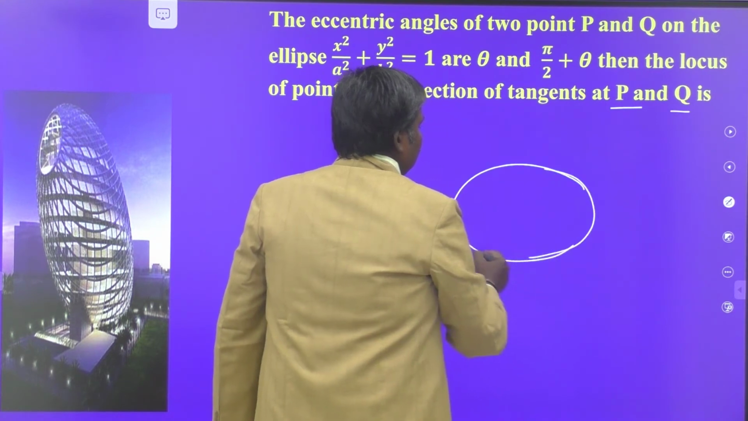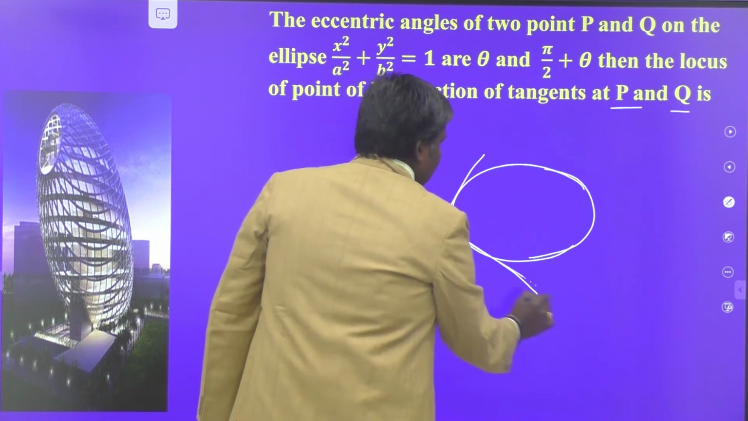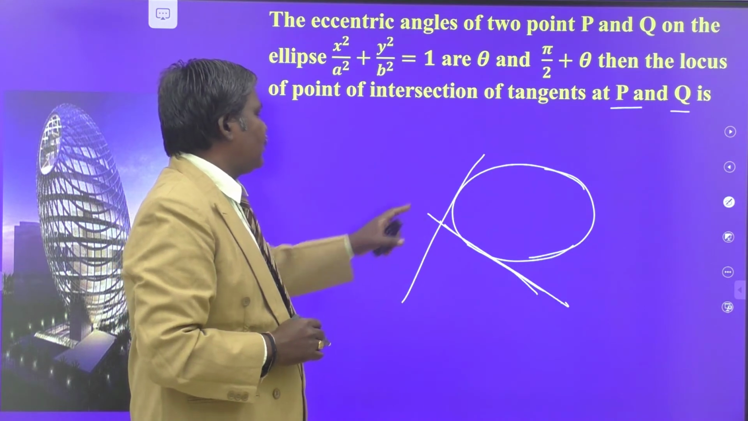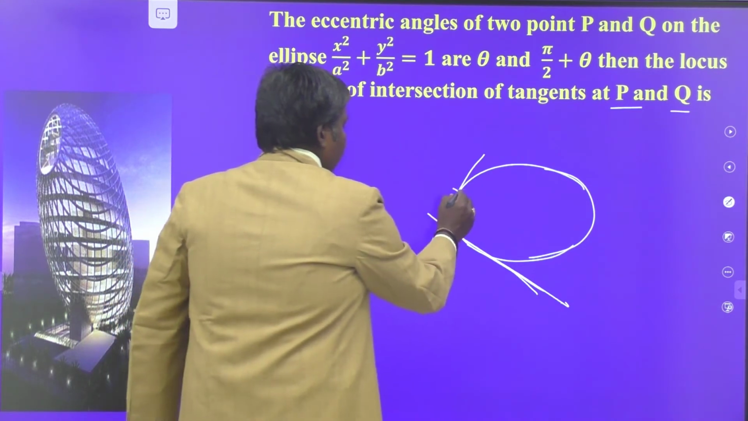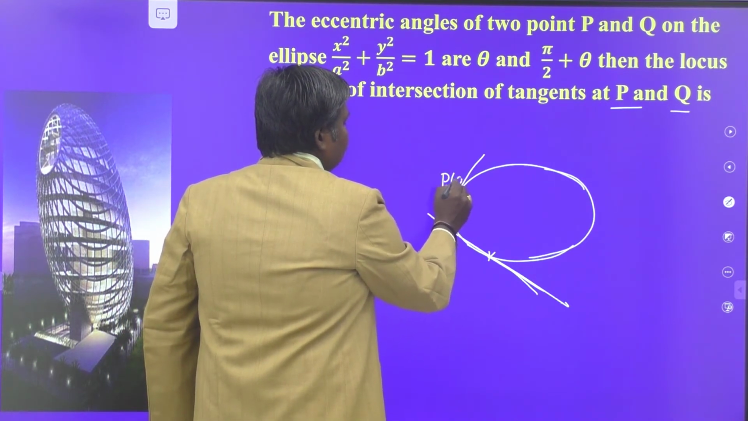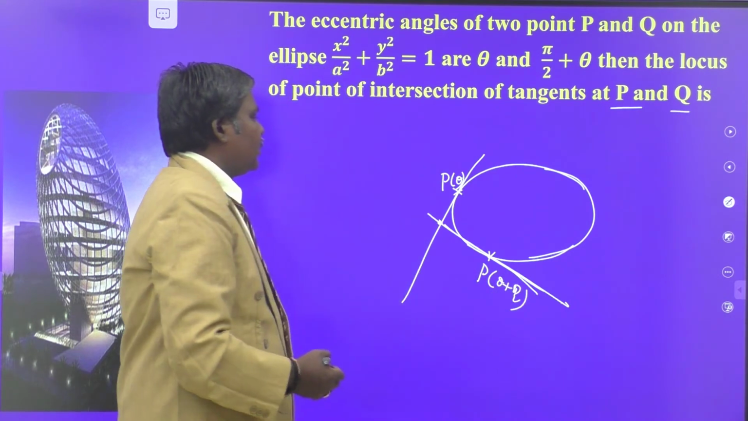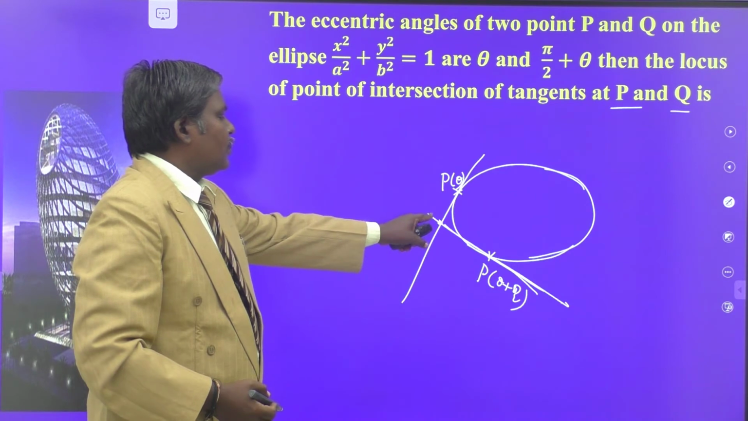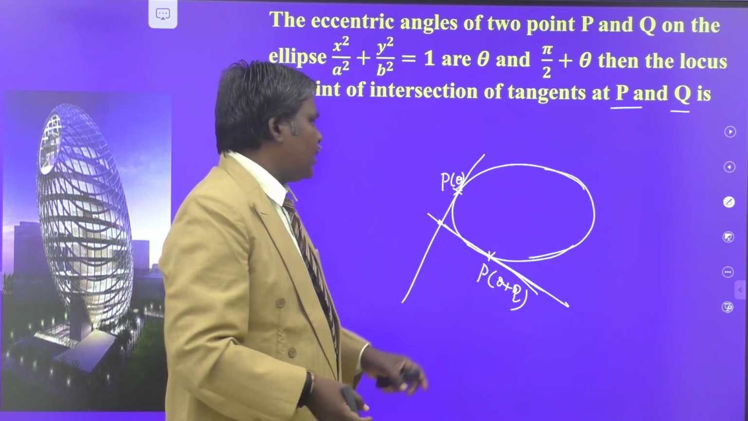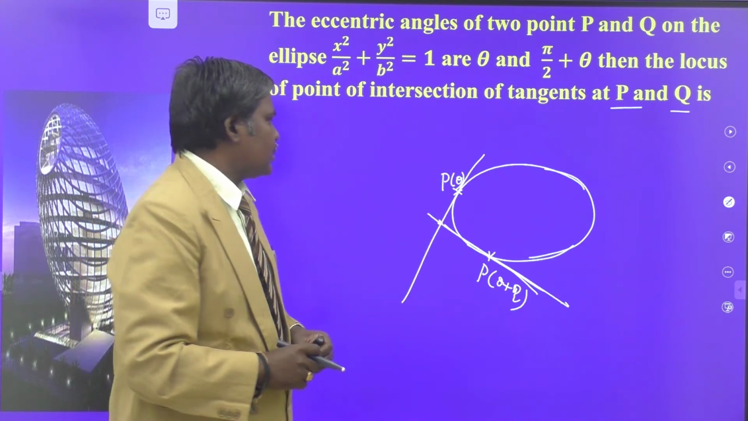Suppose this is your ellipse. This is one of the tangents. It is the other tangent. We have to find the locus of point of intersection of these 2 tangents. This is your point of intersection. If it is P of theta, then the other is P of theta plus pi by 2. This is the point of intersection. Since theta is varying, theta plus pi by 2 is automatically varying, so you have a pair of tangents. You have to find the locus of their point of intersection.